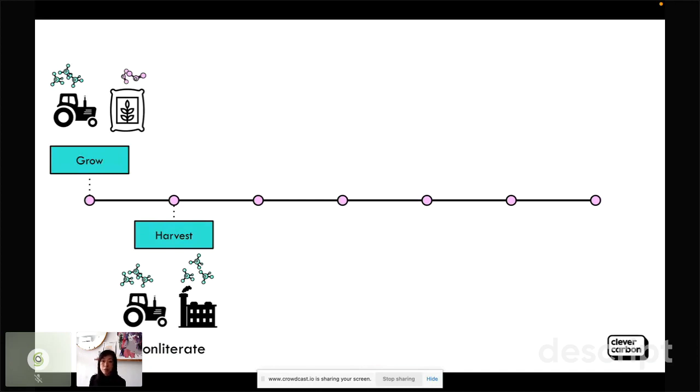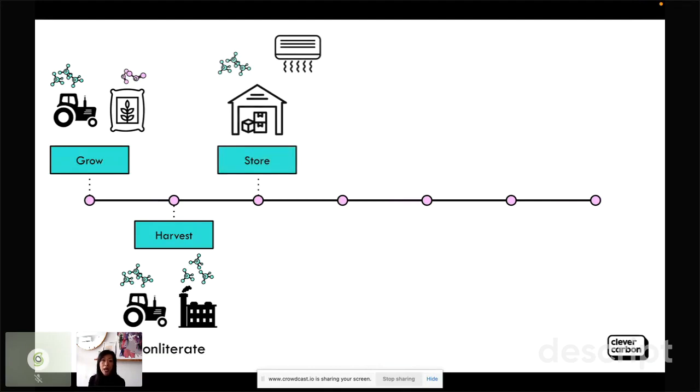So then there are emissions from the harvesting equipment, from factories sometimes, we put wax on apples and there's some emissions there. And then we also need to store the apples. So before we ship them out to the stores, we need to put them in a warehouse and we need to keep that warehouse really cold. And as a result, there are carbon emissions for the air conditioning.